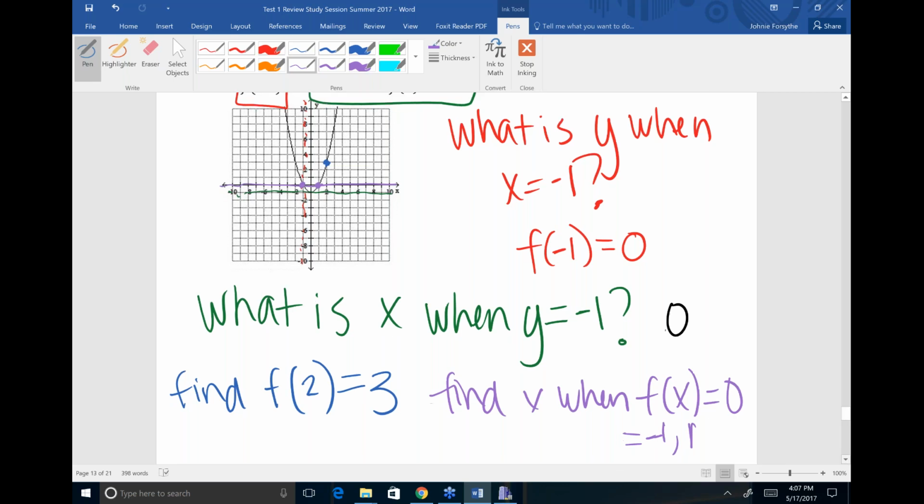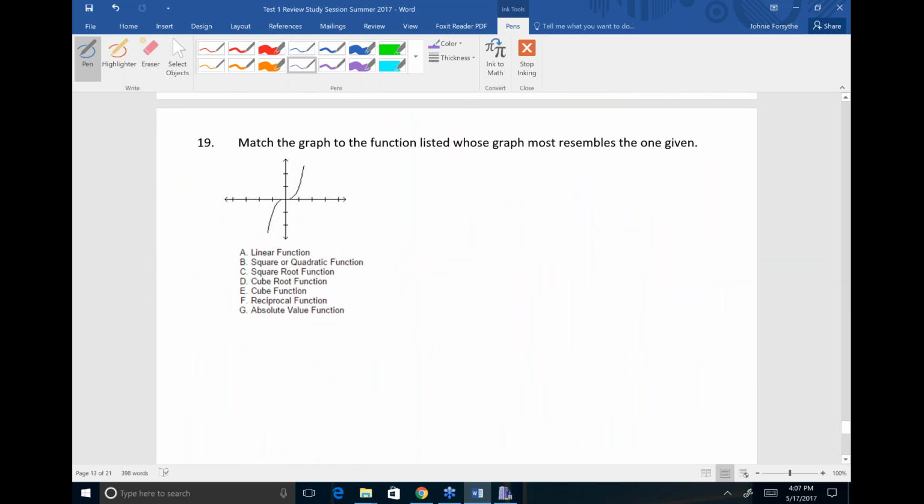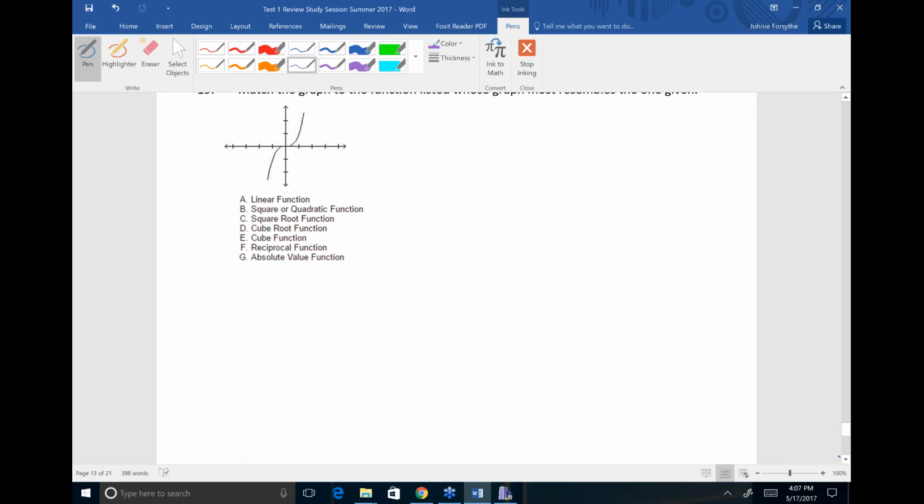Okay, so match the graph of the function listed. Basically, guys, you want to memorize what these look like. That's the best way to do it. That is a page in your textbook. So this is actually the cube function.